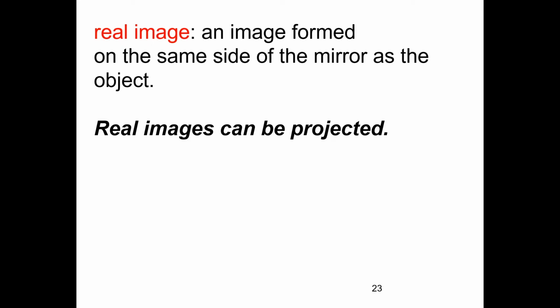A better definition here would be real images can be projected. I think that's a better definition, because when we get to lenses, you're going to find that that's also true of real images formed by lenses. By the way, there are parallels between lenses and mirrors, and they both form real images, they both form virtual images, and using the definition real images can be projected holds for both of them. The first definition, that the real image is on the same side of the mirror as the object, won't be true for lenses. I want to show you a real image.